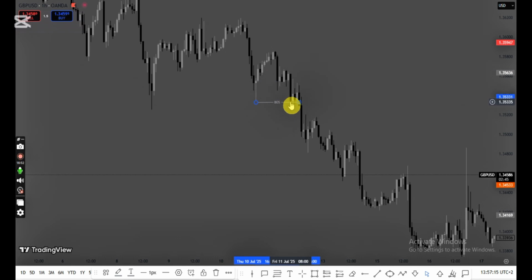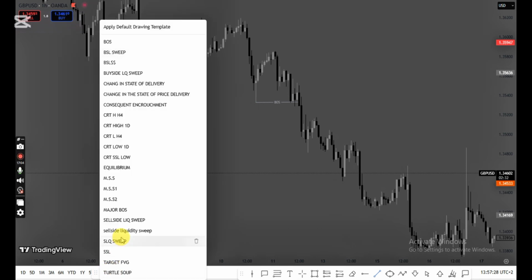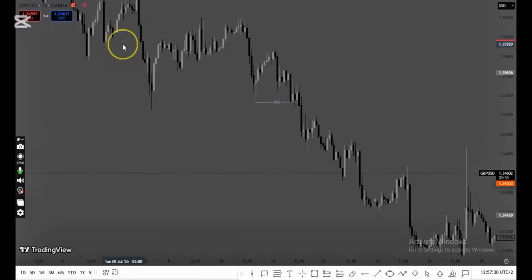So here we see price created a breaker structure right there after it had pulled back into the range, creating a lower high. Then it pushed downside again, creating another breakout structure. So we're going to mark all of them so that you can see.